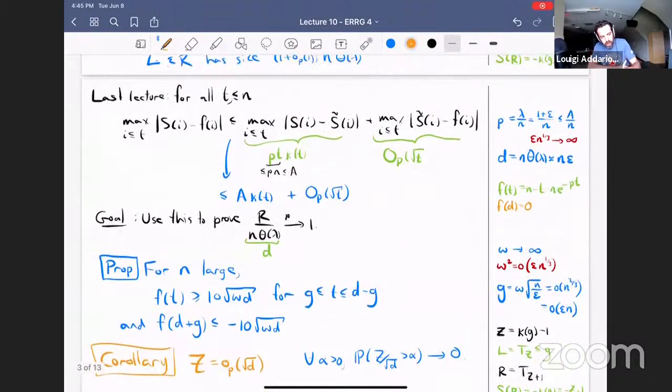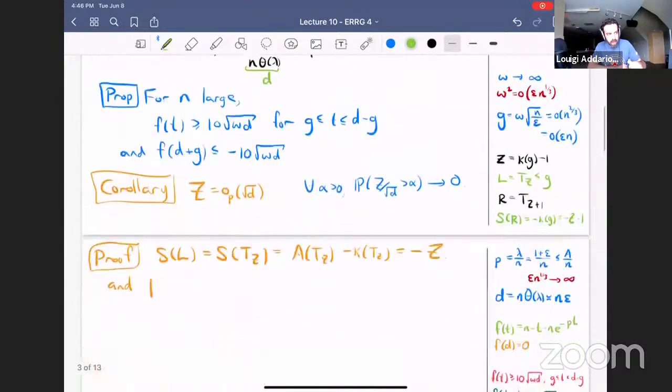Now I'm going to use this bound on S tilde. This is the last time that S tilde is going to feature in the lecture. That's why I didn't remind you of the definition. I'm going to use that we proved this stochastic bound on the difference between S tilde and F, but after that S tilde will go away. We won't need it anymore.